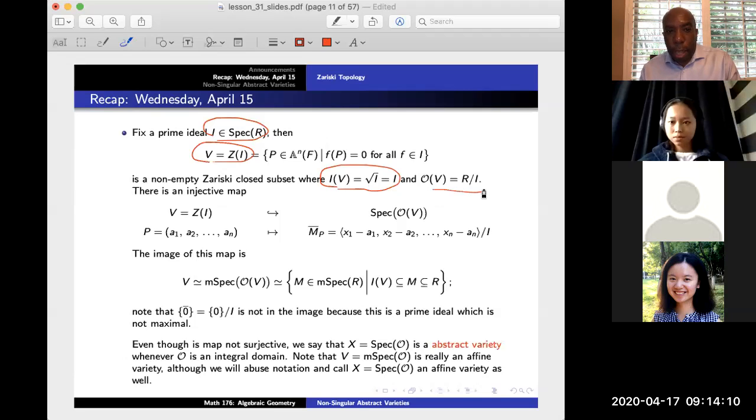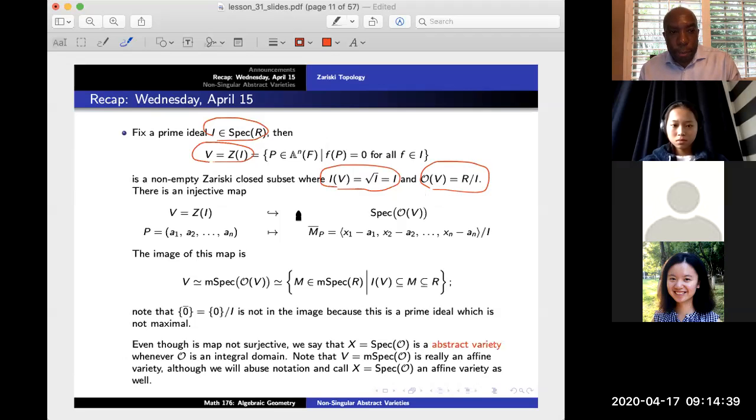And I can look at this quotient, R mod I. This is just the coordinate ring of V. So again, if you start with a prime ideal I, I can look at this Zariski closed subset V, which of course is just an affine variety. I have the prime ideal I(V), which is just I, and then I have the coordinate ring, which is just R mod I. That's now all starting from a prime ideal I.